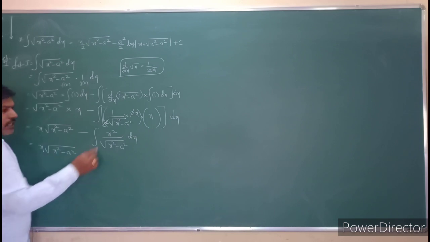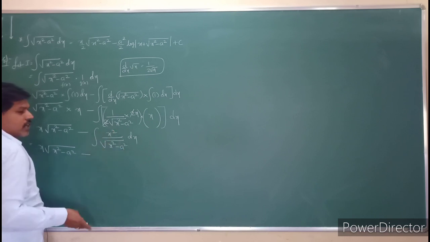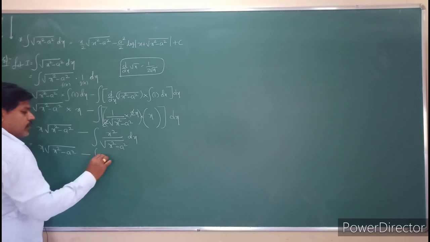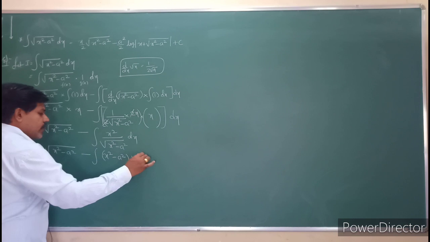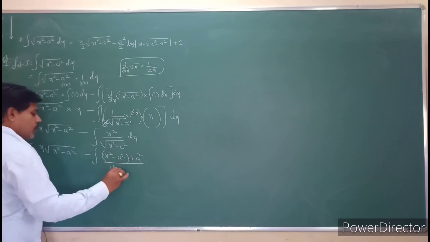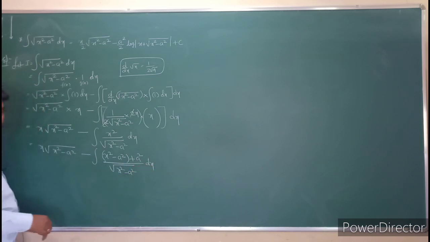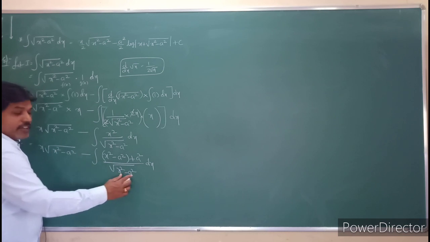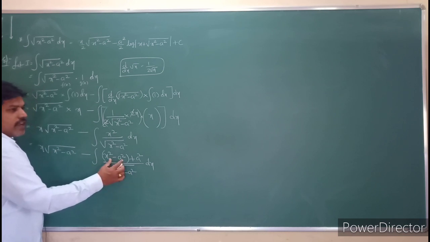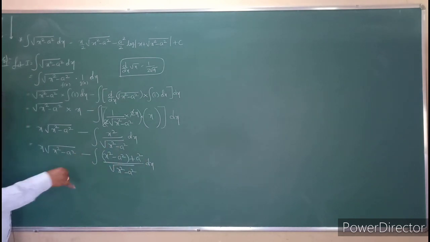So see students, it is x square over root of x square minus a square, so I will rewrite this term in the numerator. I will use the integral of x square minus a square plus a square by root of x square minus a square into dx. I have just added and subtracted a square, that's all. Why? Because I observed that x square minus a square is there in the denominator, so that's why I took minus a square and plus a square. Why did I do this? You can see in the next step.